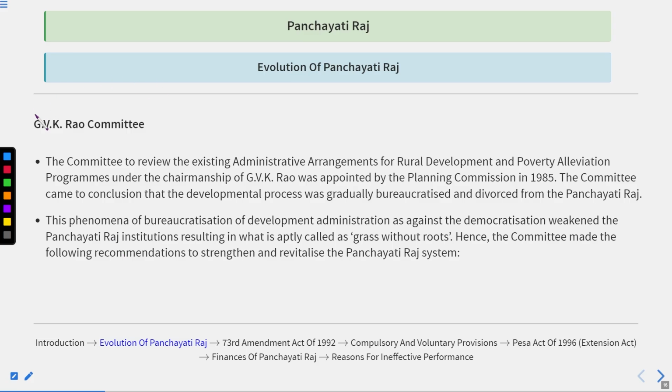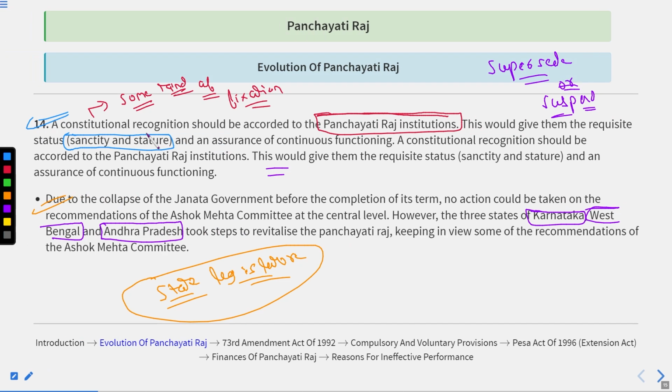Okay, thereafter the next one is the GVK Rao committee. All right, but I don't think that we have sufficient time to start a discussion over it. So students, we will start the discussion on the GVK Rao committee in the next lecture. Till then, just revise all the facts and figures we have discussed in this lecture and be ready for the next lecture. With this note, let's end this lecture and thank you.